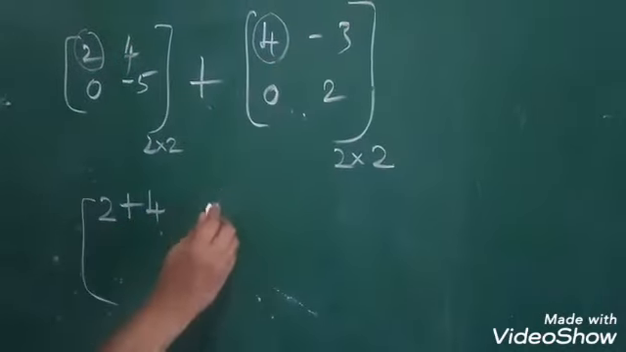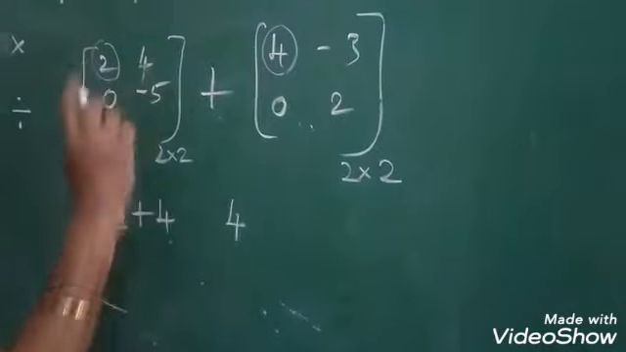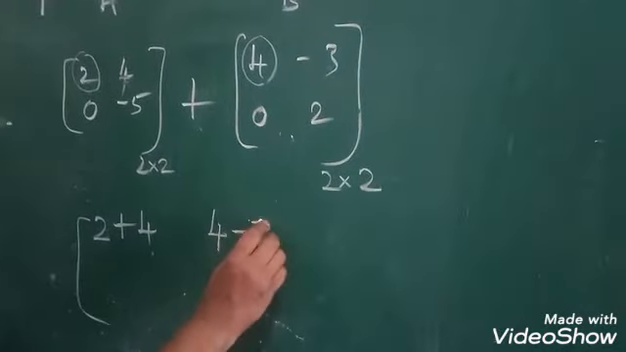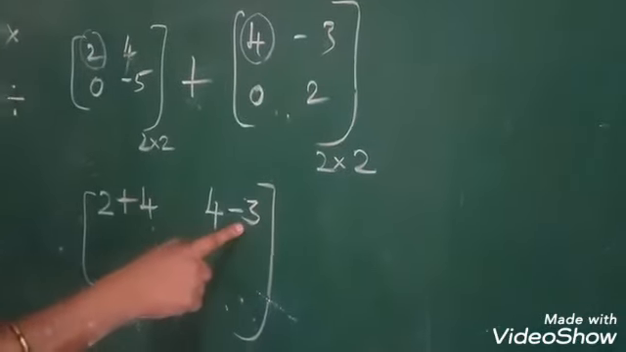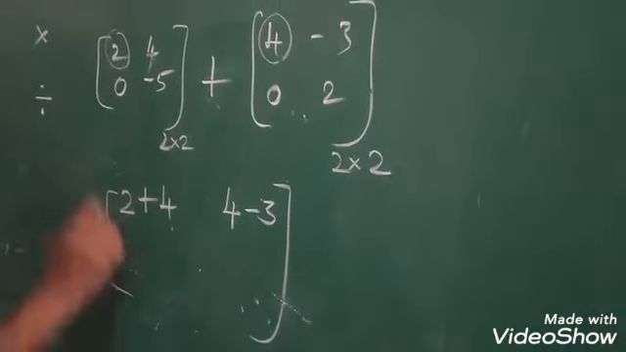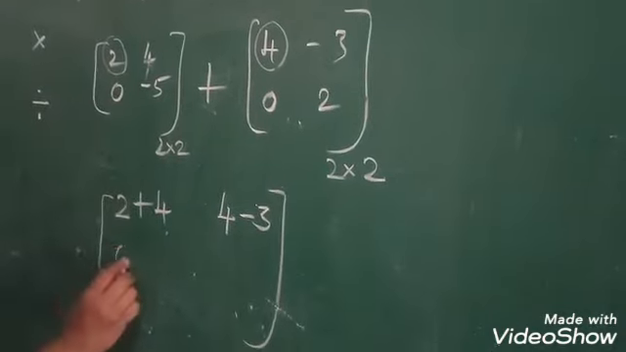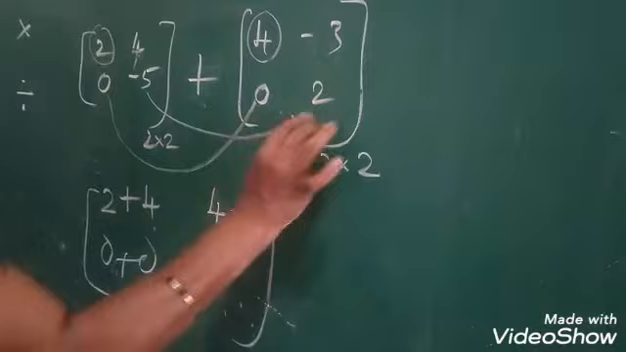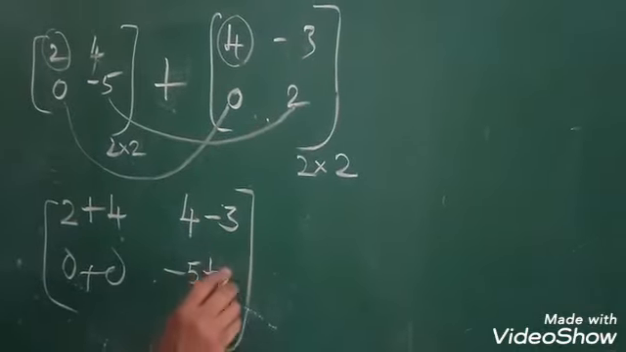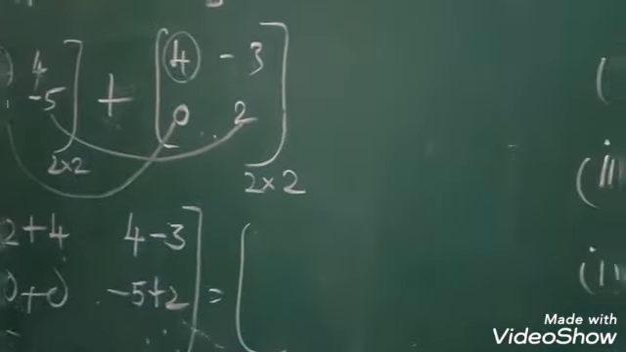Here also in the second matrix, what is the second element? 4. Here the second element is minus 3. The symbol is addition, but the sign is minus, so I put minus. Okay girls. Here the second row first element is 0, so 0 plus 0. Then the next element is minus 5 plus 2. This is the way you have to add the matrices.